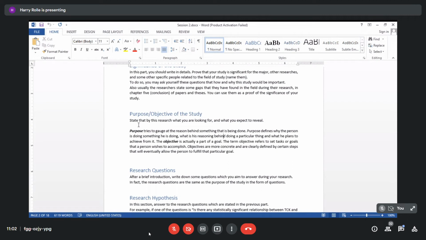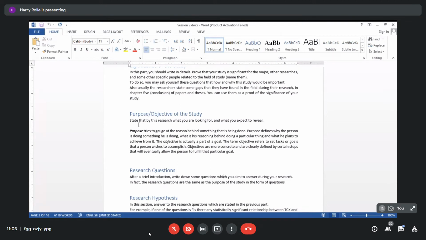So, pag purpose yung hinihingi mo, ang ginagawa doon is what is the reason behind your study. Pero pag sinabi nating objective, what is the goal of your study? So that's the difference between a purpose and the objective. In a purpose, you just talk about the reasons on why you are doing this study, but in the objective, you set the goals of what you're going to achieve for your study.